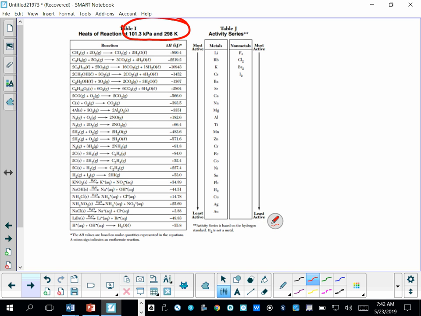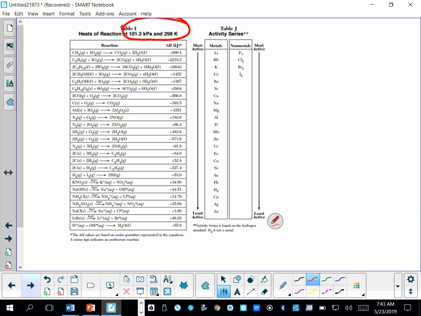And the clue that's going to be in the question every single time to go to table I is it'll say, you know, what is the enthalpy of reaction at 101.3 kPa and 298 Kelvin for the following equation. They will say that. They will give you those numbers, 101.3 kPa, 298 Kelvin. That's kind of the cue that you've got to look up that reaction in table I.